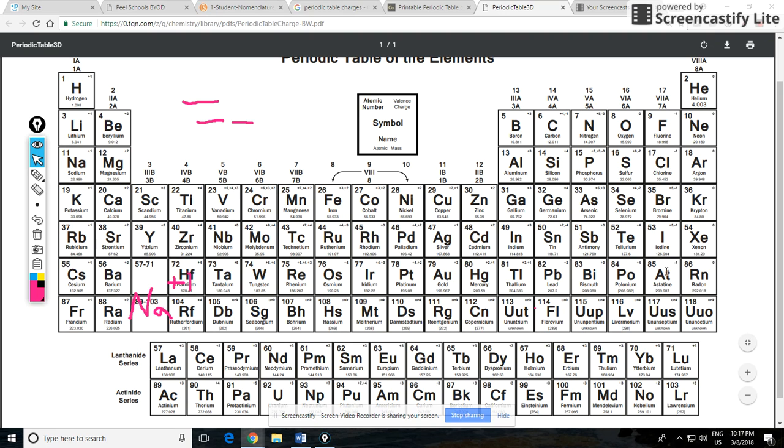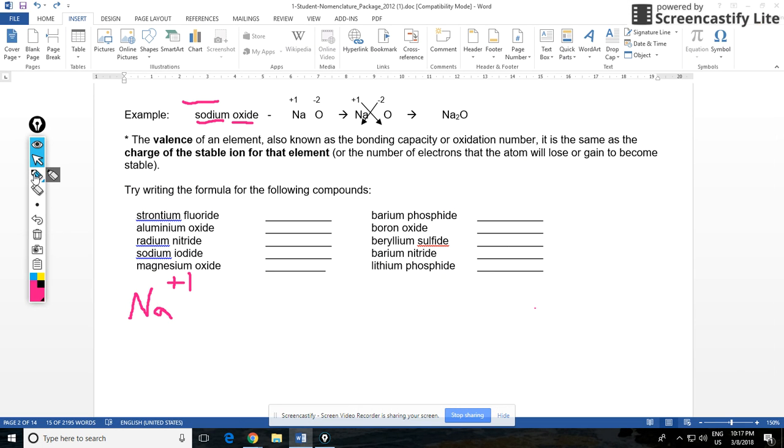If you were in group 17, you have 7 valence electrons. So if fluorine has 7 valence electrons, it's easier for fluorine to gain 1 electron than to lose 7, so it would become negative 1. So again, you should review how to find the charges of ions so that you can do the crisscross method.